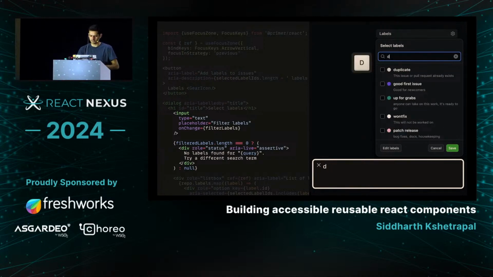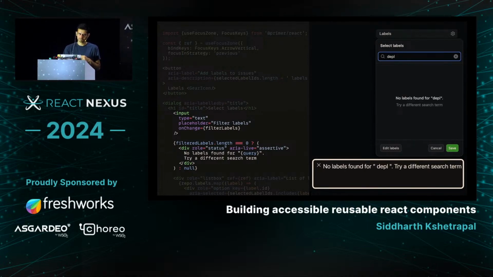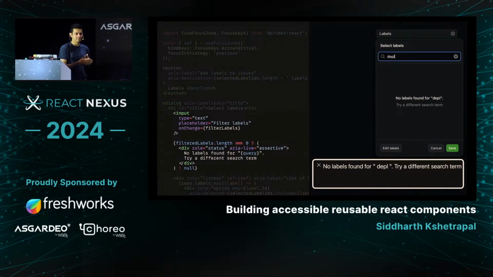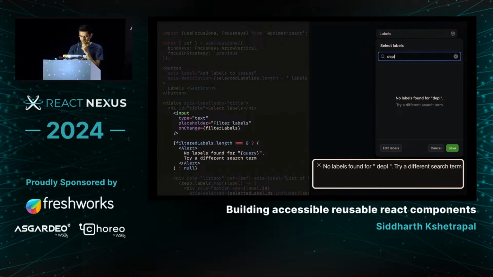So for example, D E P F. No labels found for DEPL. Full stop. Try a different search term. So you see it even interrupted the letter that was being typed. It played a tiny ding, and it says no labels found. And this is similar to the visual experience that we expect. So again, we made a component out of it. If you want, you can use it.